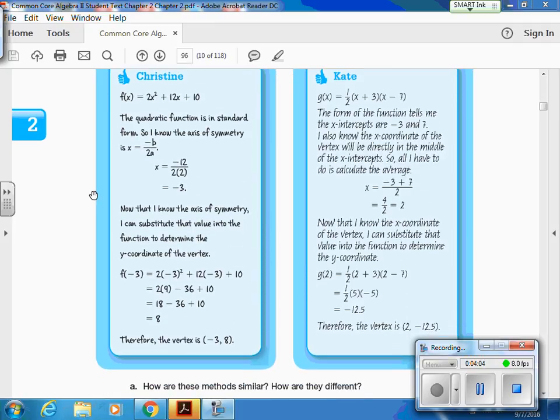Standard form. So the axis of symmetry, this is the formula for axis of symmetry in standard form. This is so super important. x equals negative b over 2a. That's super, super, super, super important.